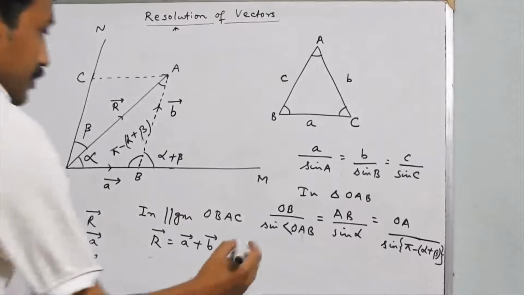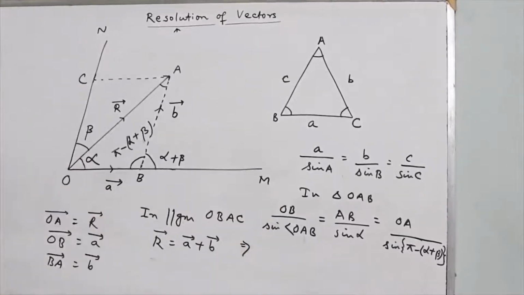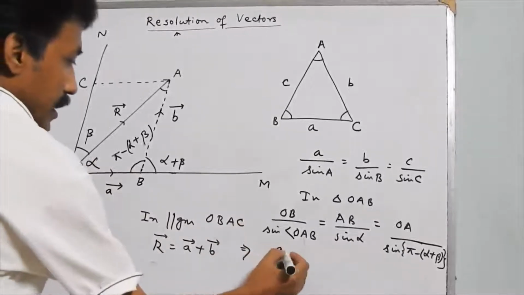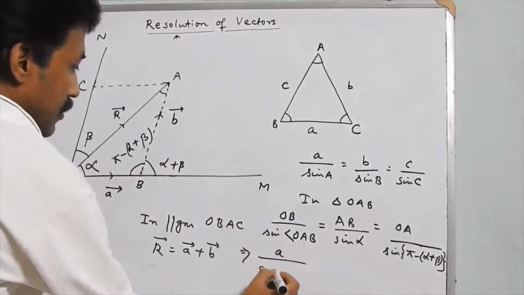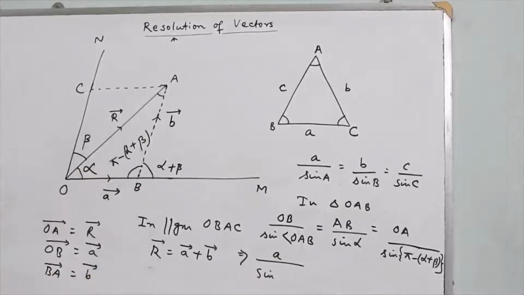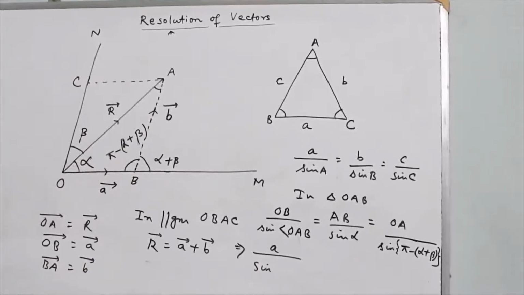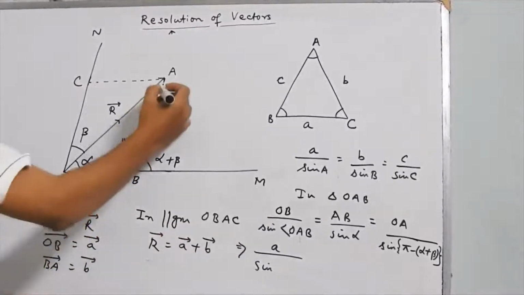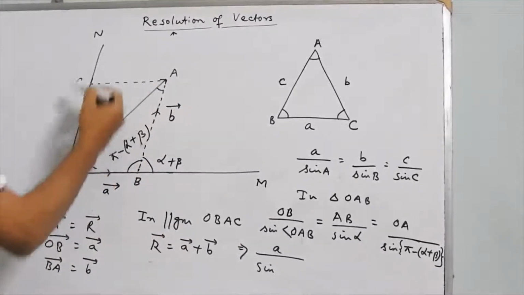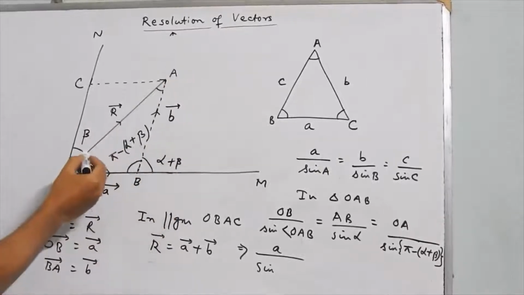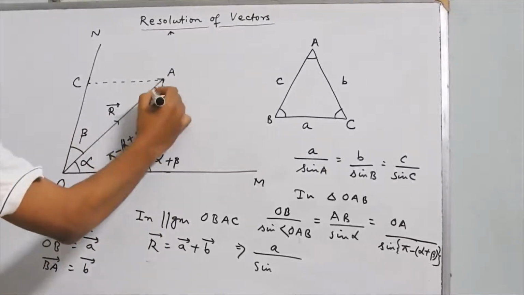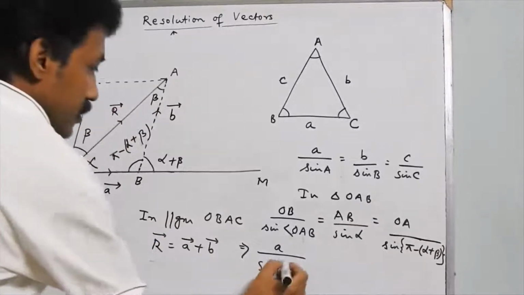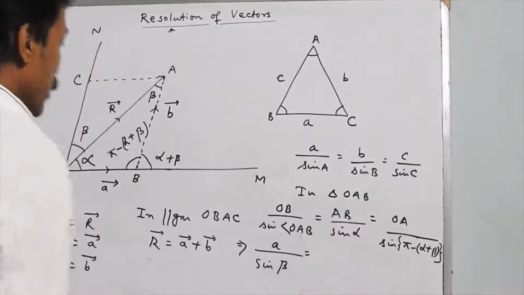So now you can see that OB means the magnitude of A vector. So OB means A by sine of angle OAB. Now instead of writing sine angle OAB, this angle is obviously beta because you see that OC is parallel to AB. So this angle beta is alternate to this one. So these are both equal. So instead of writing OAB, I can write beta. So this is sine beta is equal to AB.